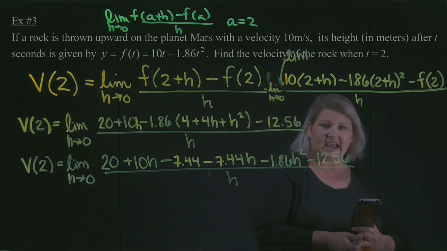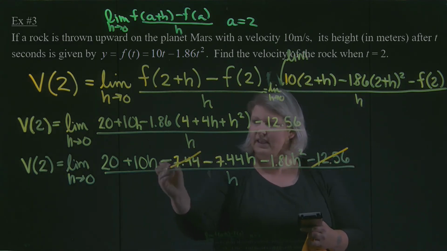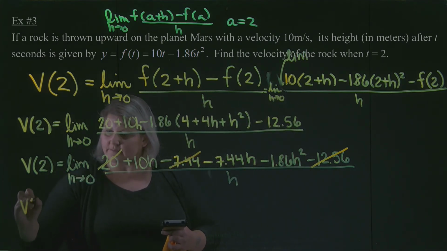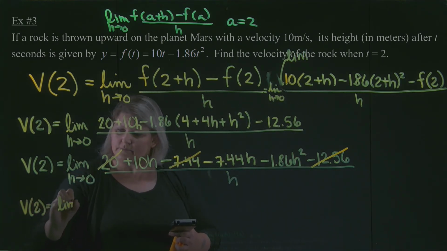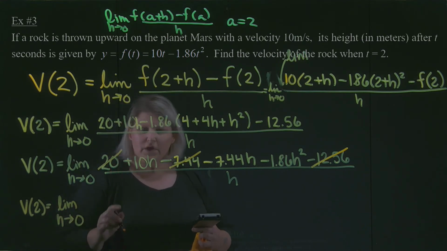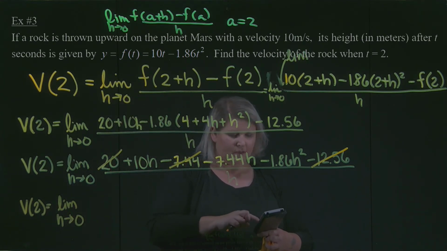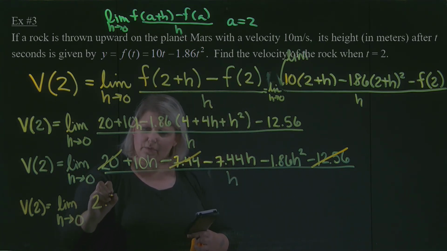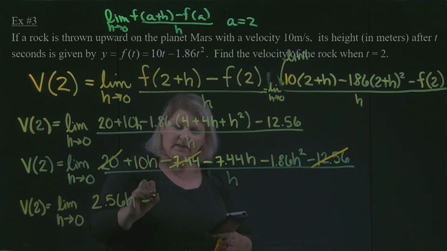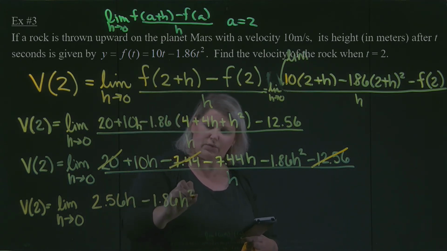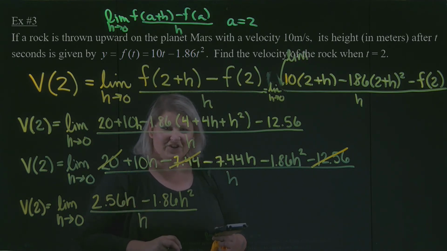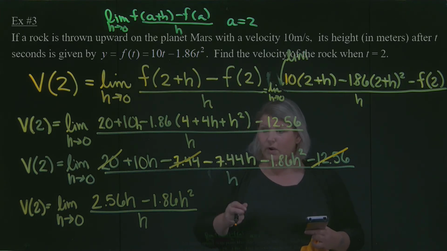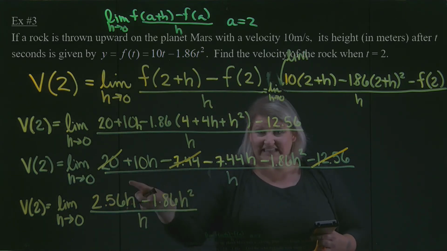Yes! And those cancel. Now I'm going to combine my h's. So I'm going to get 10h minus 7.44h, which gives 2.56h, and then I've got that 1.86h squared, all over h. All right, this is good. This means that the velocity calculation is going well because everything canceled that didn't have an h.